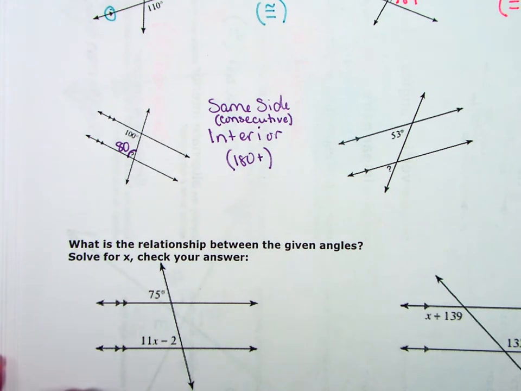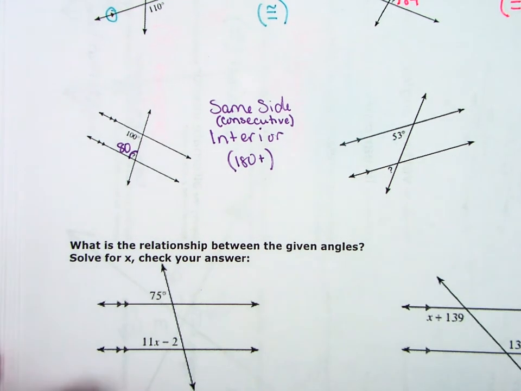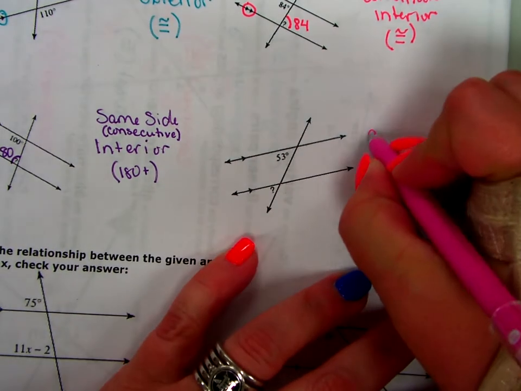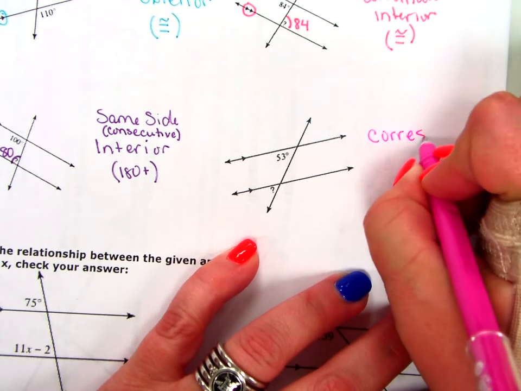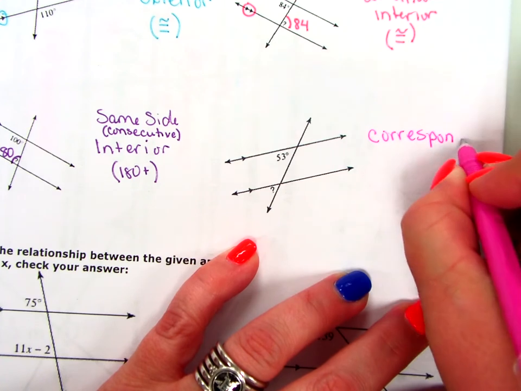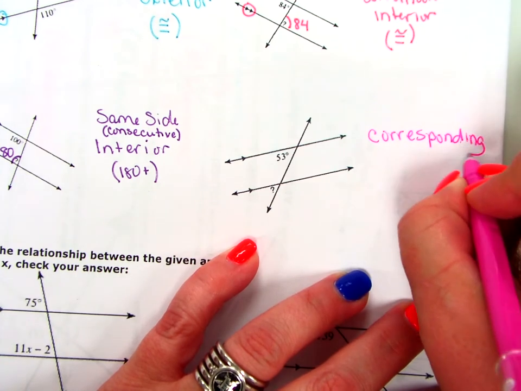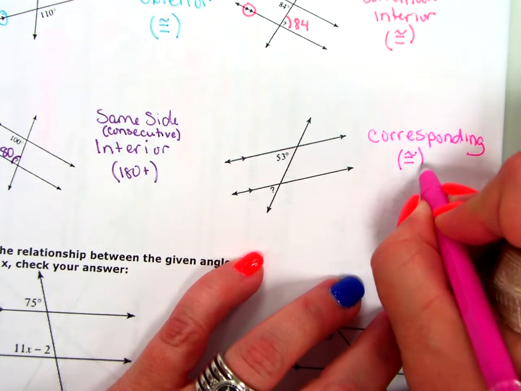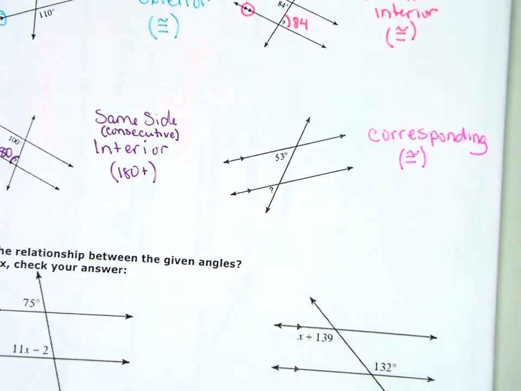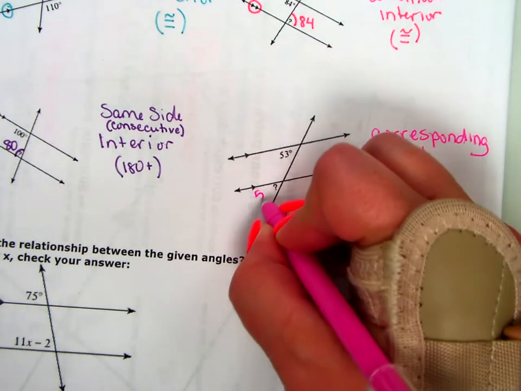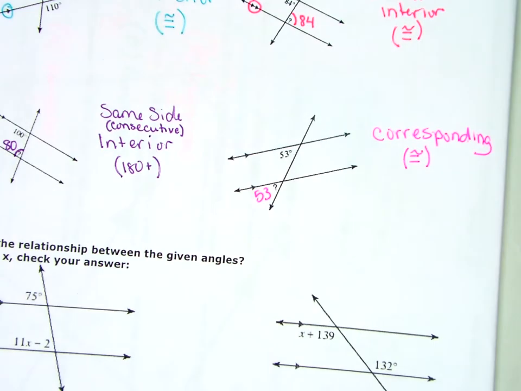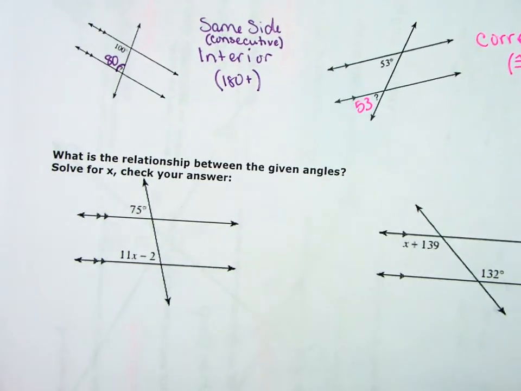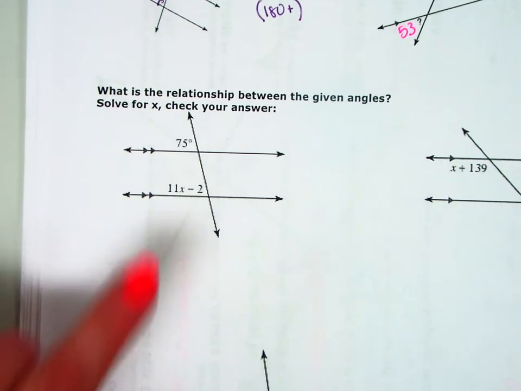Okay. Then, last but certainly not least, what's the relationship between these? Corresponding, good. Which means they are congruent. They have equal measures. Good. So if one's 53, the other is 53. Easy peasy. Sometimes you'll have some algebra involved, but that doesn't really make it any harder, I don't think.